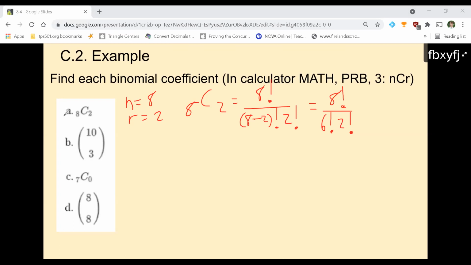You might reach for a calculator now. Don't. You don't need a calculator to do this problem, because we can simplify this. That's the same as 8 times 7 times 6 times 5 times 4 times 3 times 2 times 1. But in the bottom, I already have 6 times 5 times 4 times 3 times 2 times 1, right? So I just cancel out 6 factorial with the 6 factorial here, and I have 8 times 7 divided by 2, which is 28.